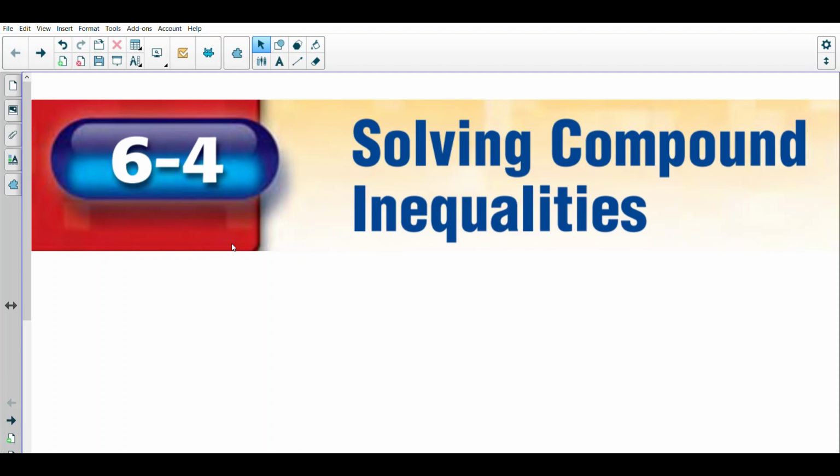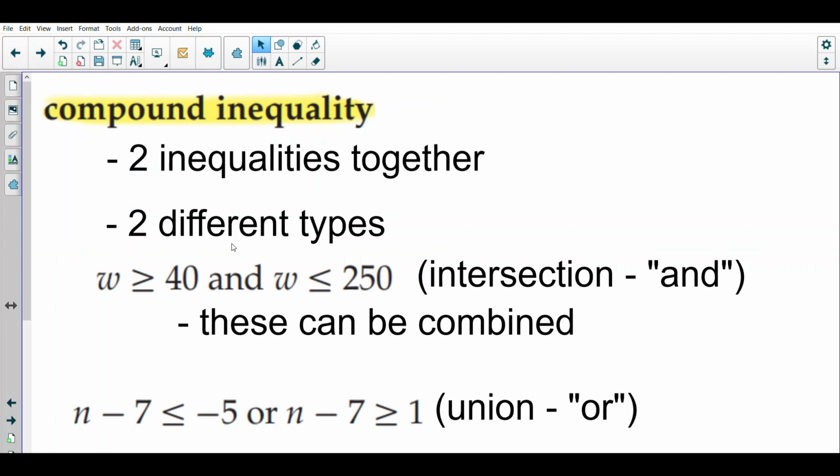In today's video, we're going to look at section 6-4, solving compound inequalities. So now we're dealing with inequality again, so yes, there will be graphs. A compound inequality is two inequalities together. There are two different types. There is one such as an intersection, that's with the word and.